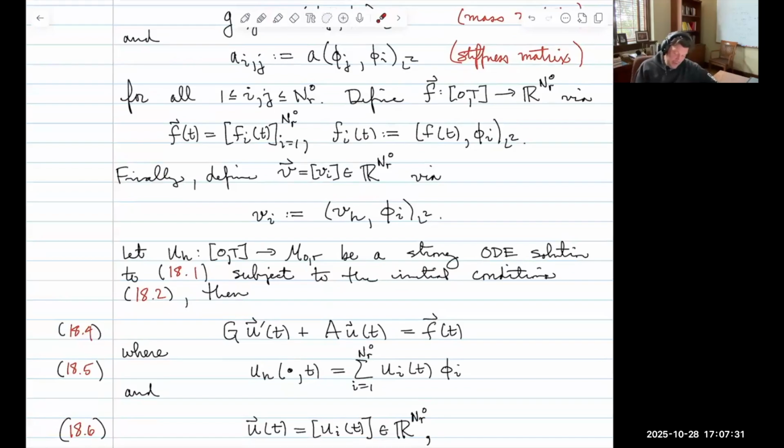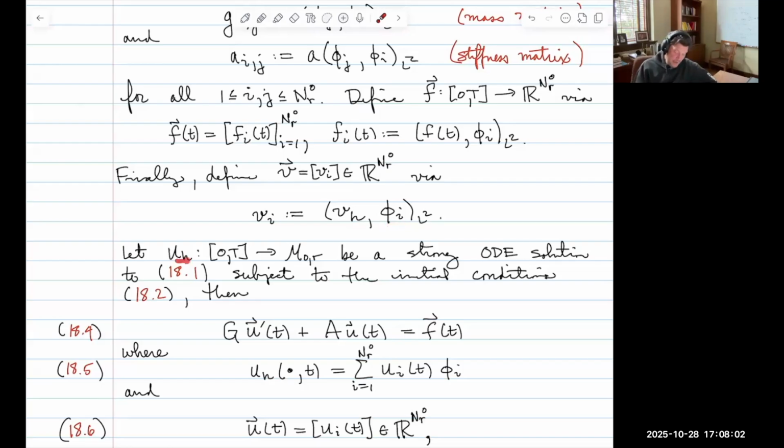Finally, let's define v as being a collection of components v_i. Of course, it's in R^n, and n is the length of the vectors. Where v_i, the component, is just equal to the inner product of v_h against phi_i. Okay, so v_h against phi_i.